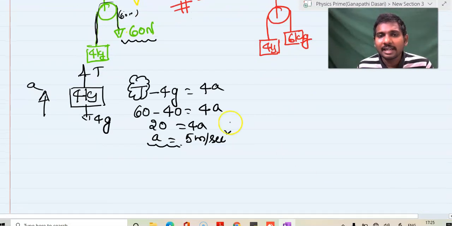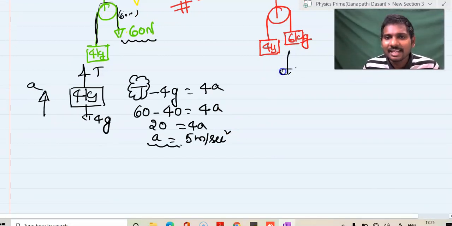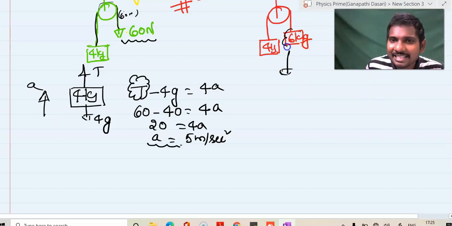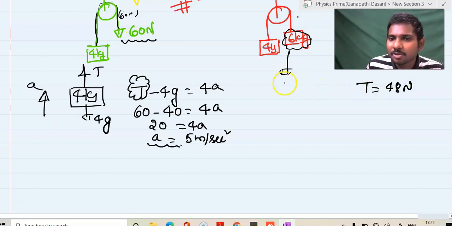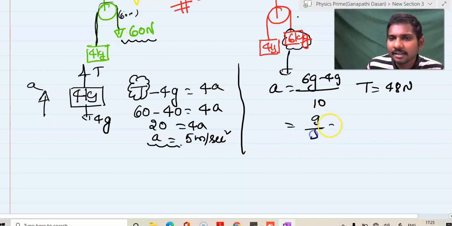But what is the value of acceleration in this second case? Here the tension will not be the entire 6 kg weight. We have found out in the previous problem of this sort that there we got tension to be 48 newtons. Acceleration is 6g minus 4g divided by 10, that is 2g by 10, that is g by 5, that is 2 meter per second square is the acceleration you got.